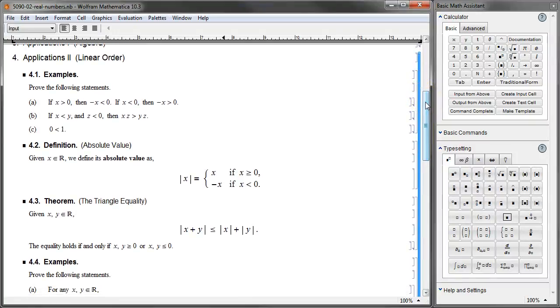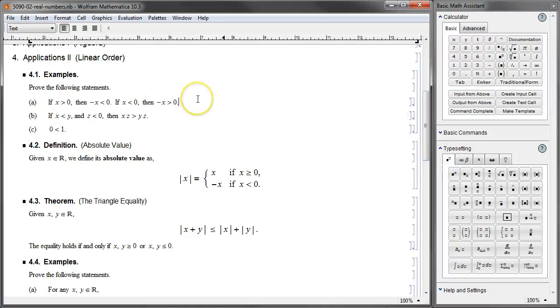Prove the following statements. If x is greater than 0, then negative x is less than 0. If x is less than 0, then negative x is greater than 0. Holy cow, how do we prove that?